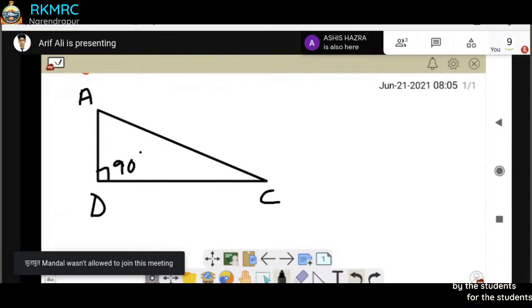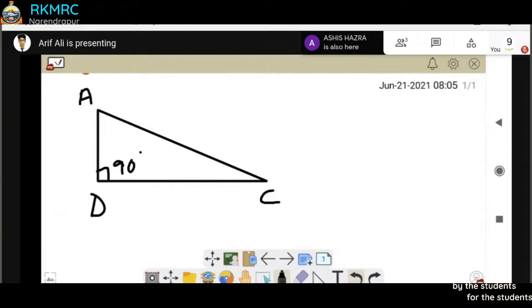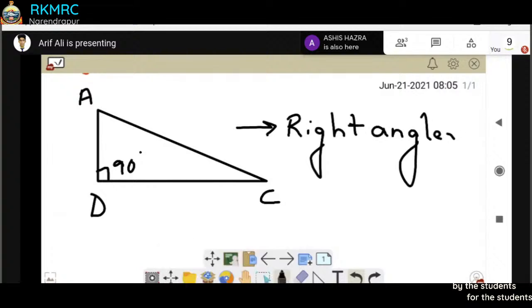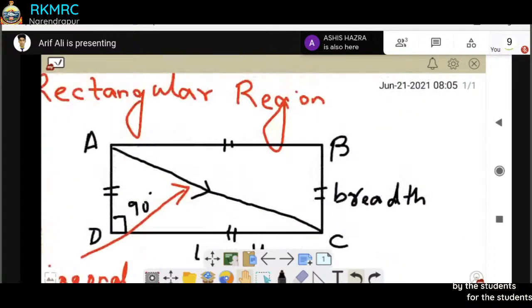So if you draw like this, we call it a right angled triangle. This is your right angle triangle, and that was rectangle.